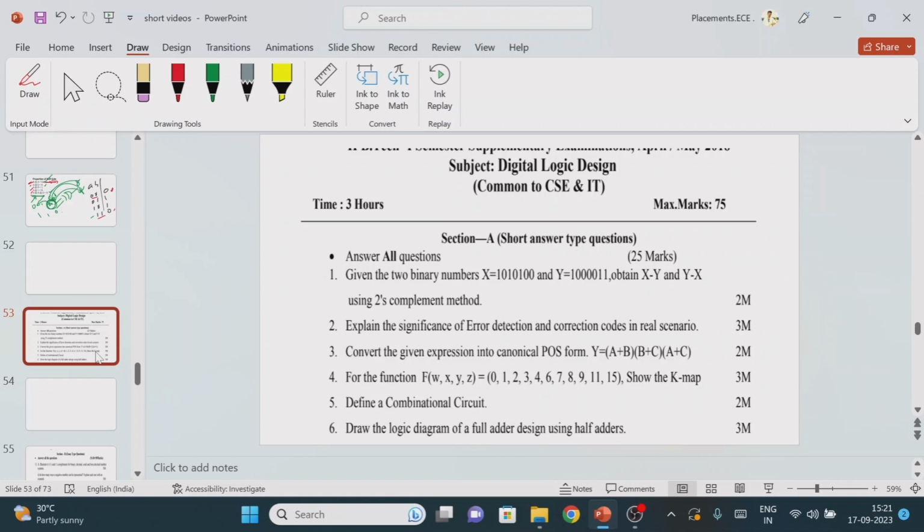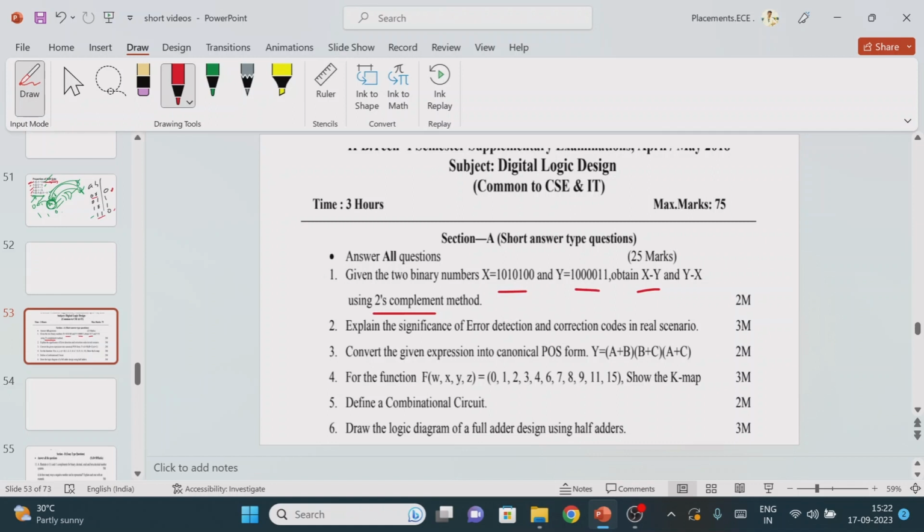For example, the first question they have given is that we need to perform a subtraction, right? It is not normal subtraction; we need to find the subtraction using the 2's complement method. What is the given question? First we need to find x minus y. What is the x value? This value. What is the next value? The y value, right?